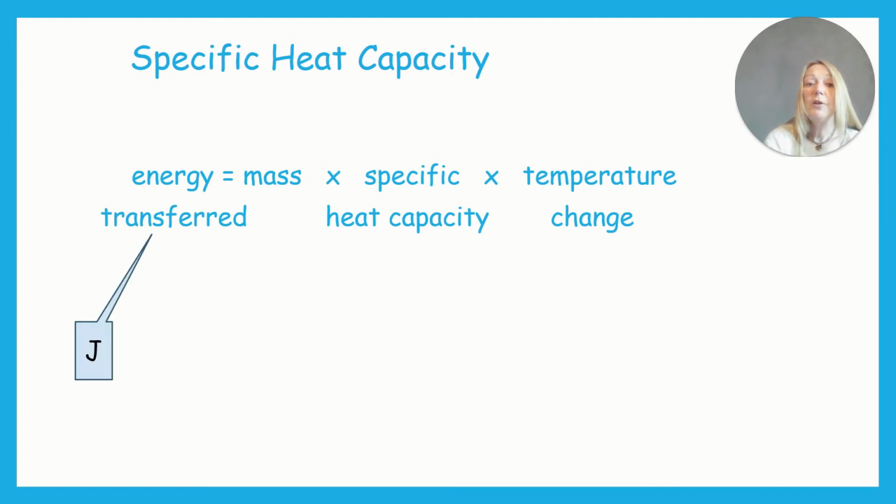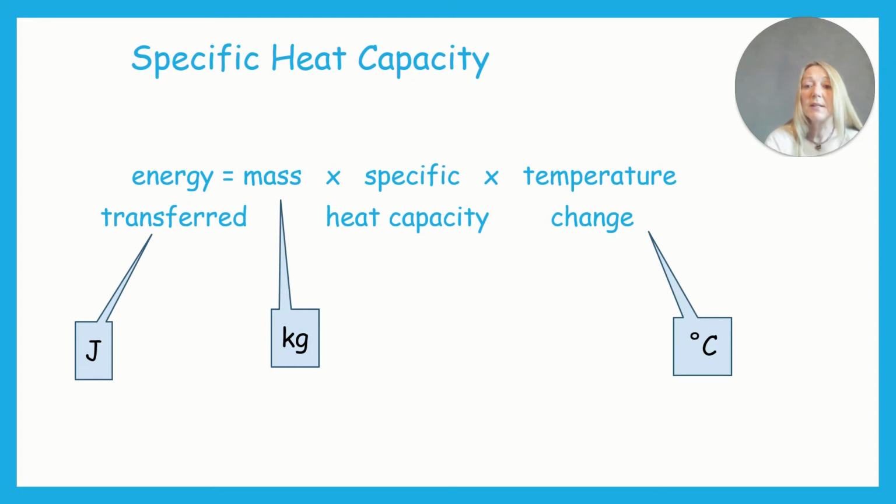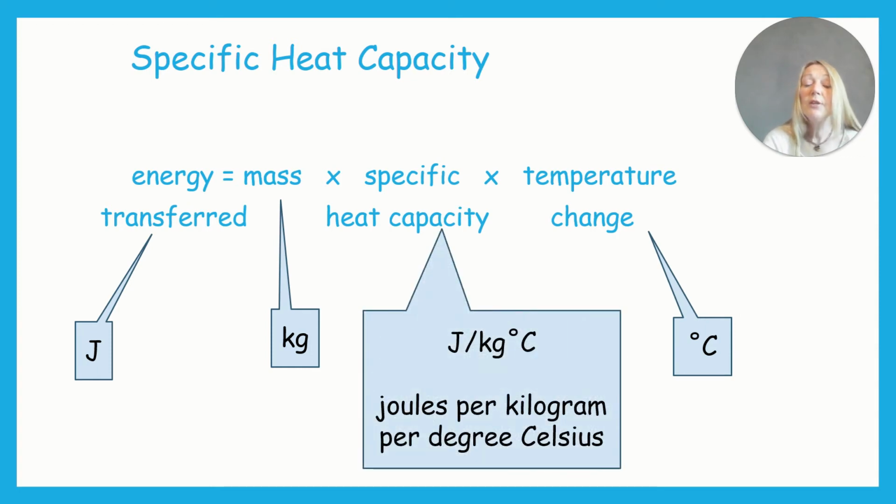And of course, let's look at the units. Any energy being transferred is going to be in joules, and the mass is always in kilograms. The temperature is in degrees, and so the specific heat capacity is joules per kilogram degree. So pause the video now and make sure you've got that written down. You're going to need it for the next task.